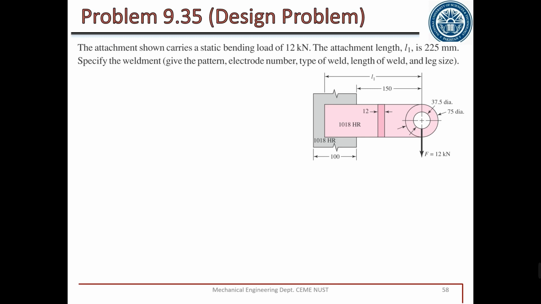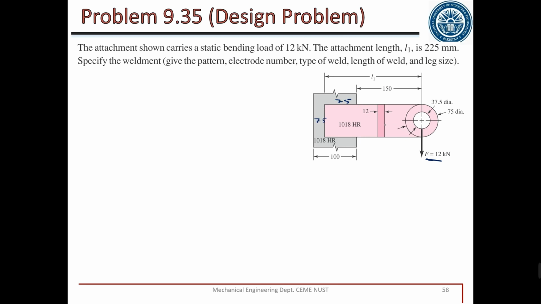We have two design problems to solve, and after that today's lecture will be ended. Starting from problem 9-35. For this problem, this is a case study. Attachment 12. We have a 12 kilonewton external force. Attachment length L1 is equal to 225. So the total length is 225 minus 150. The remaining length is 75 mm, and the depth is also 75 mm. So we have a square area of 75 by 75 mm.